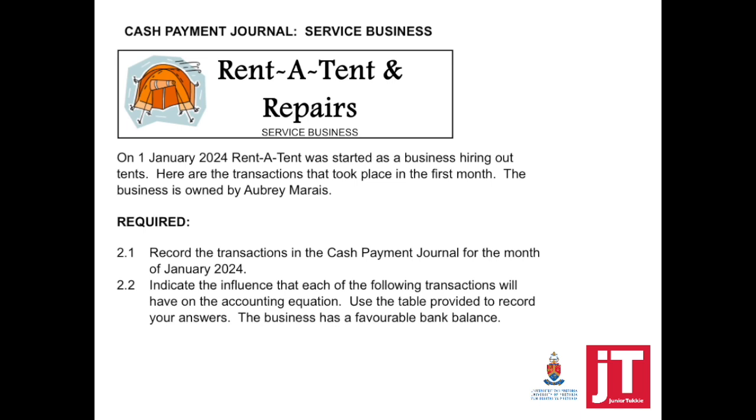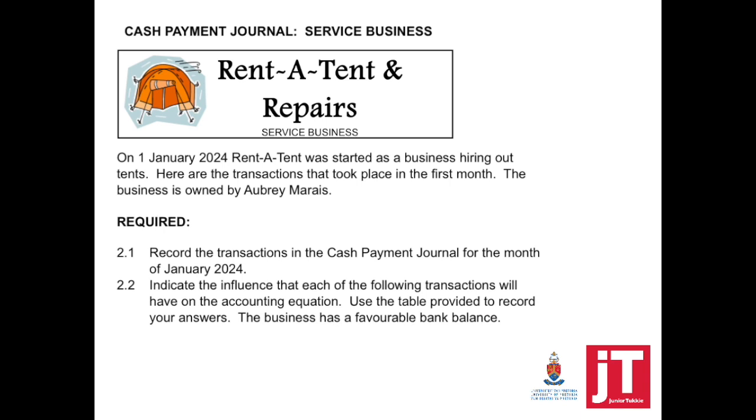In this activity, we are going to focus on the cash payment journal of a service business. So this is a continuation of activity 1. In activity 1, the focus was on the cash receipts journal, which means that the business received cash. Now we're going to look at what happens if the business makes cash payments.